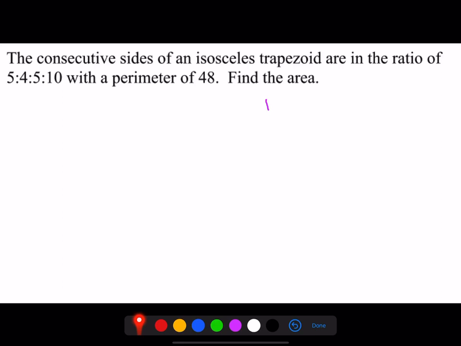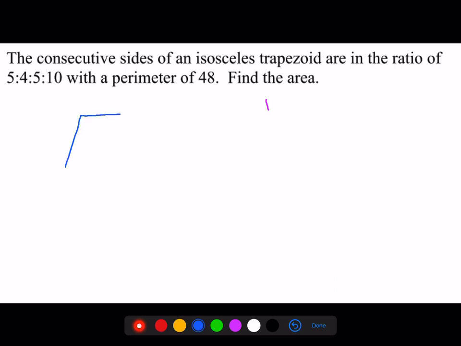Next, going back to ratios. So, the consecutive sides of an isosceles trapezoid are in the ratio of 5 to 4 to 5 to 10, with a perimeter of 48. Find the area. Go ahead, pause the video, draw this up, try this problem out. All right, getting started on it.